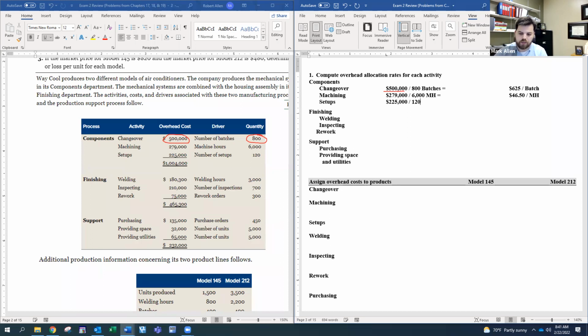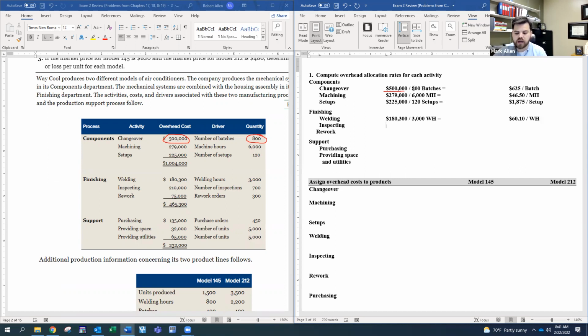$225,000 divided by, and in this case, we are basing this on the number of setups. So $225,000 divided by 120 setups comes out to be $1,875 per setup. Now, in the finishing department, we come down, we've got $180,300 divided by our 3,000 welding hours. And when we do that, that will come out to $60.10 per welding hour.